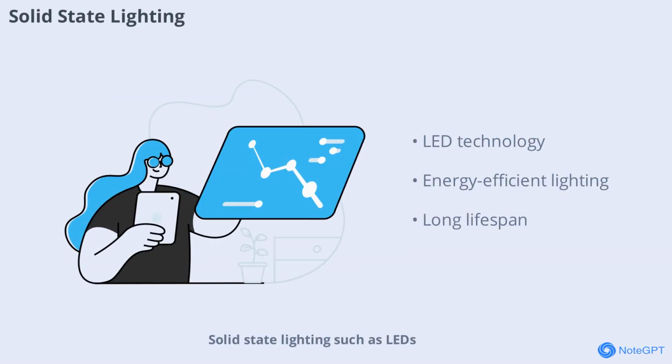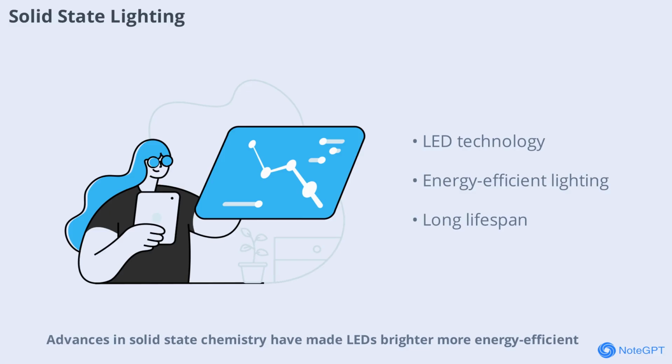Solid-state lighting, such as LEDs, has revolutionized the way we illuminate our world. These devices use semiconductors to produce light efficiently and with a long lifespan. Advances in solid-state chemistry have made LEDs brighter, more energy-efficient, and available in a range of colors, transforming everything from household lighting to large displays.